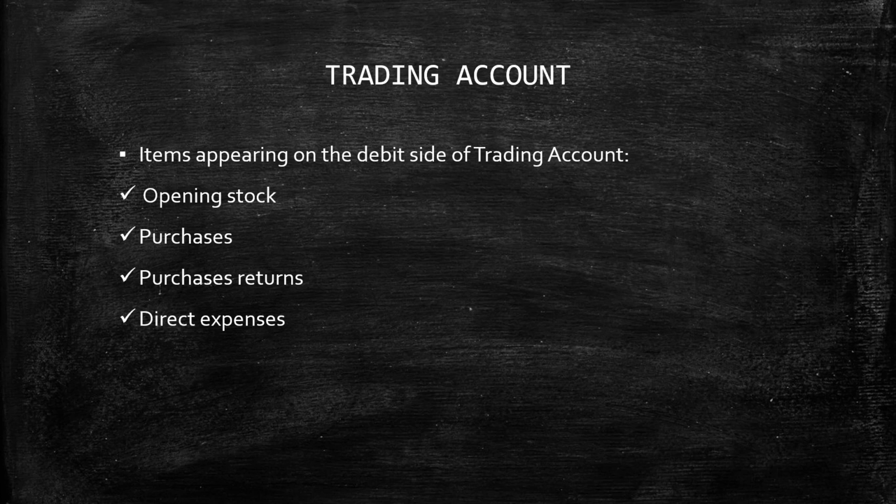Opening stock and the purchases of the firm, then purchase returns. If you have any purchase returns, you have to deduct them from the purchases. Then you have to show the net purchases in the outer column. Then the direct expenses which are related to the manufacturing business or the trading business.